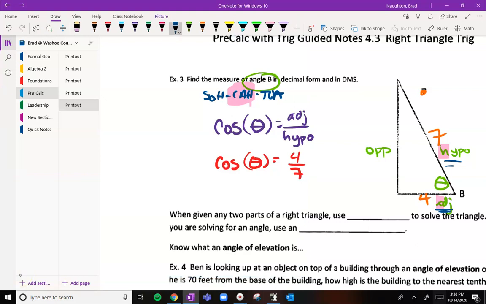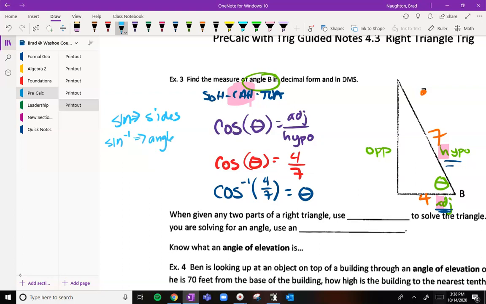Now, because we're looking for that, we're going to use our inverse trig. So you guys remember this trick. You go inverse, so cosine -1 of 4 over 7 is equal to your angle theta. So basically, you use your same trig functions, but you use regular sine for sides. We'll put an arrow there. That's the worst arrow ever. But you use your inverse sine for angles, and we're going to talk more about that in just a second.